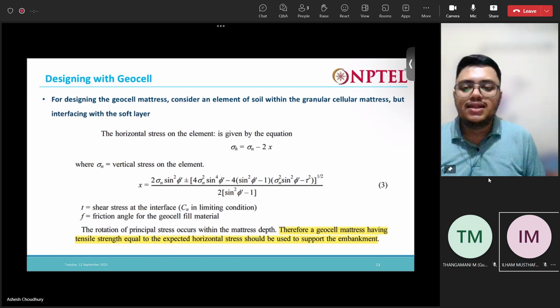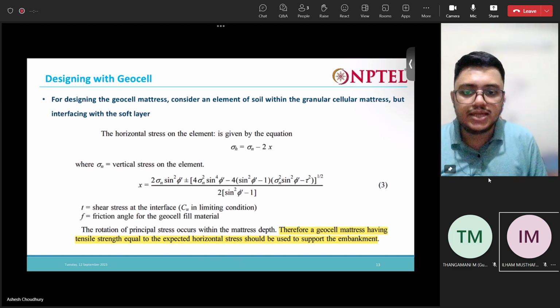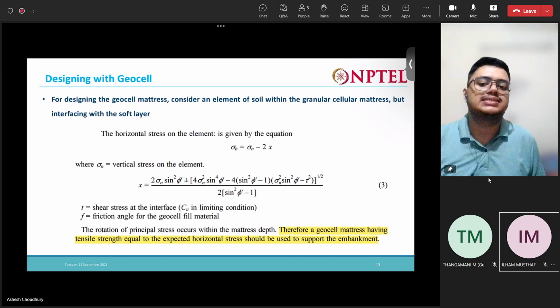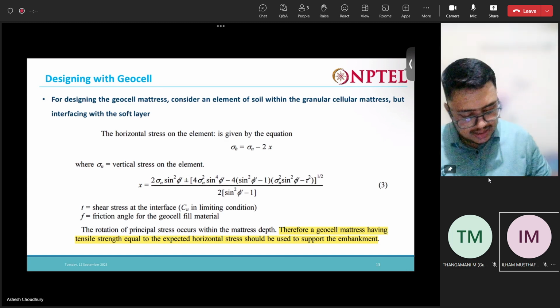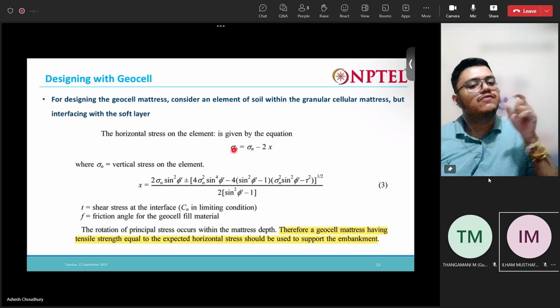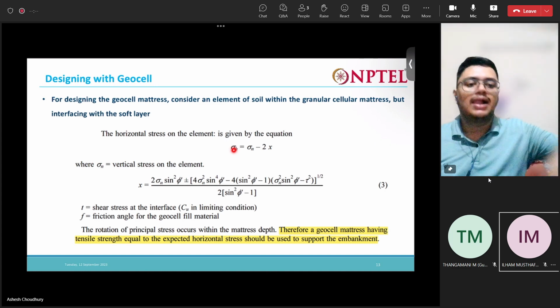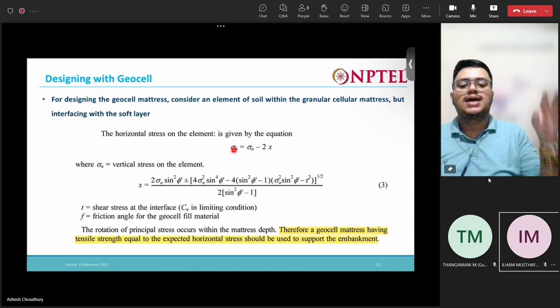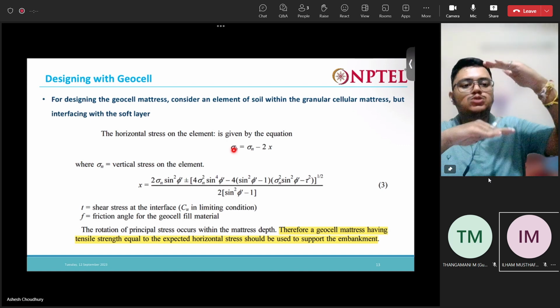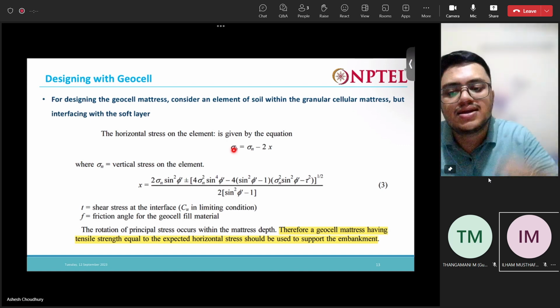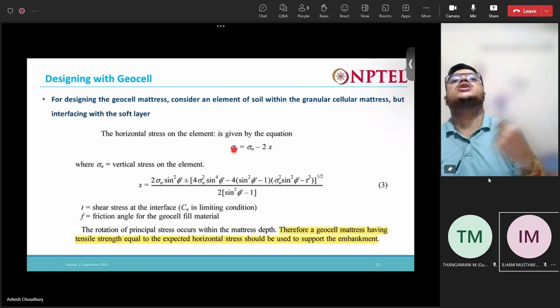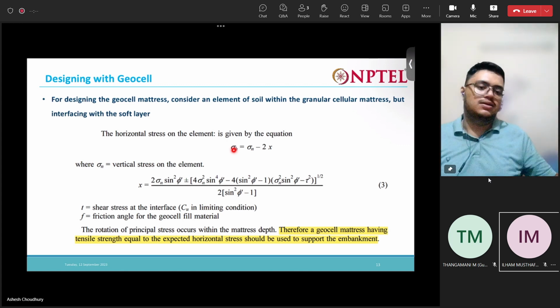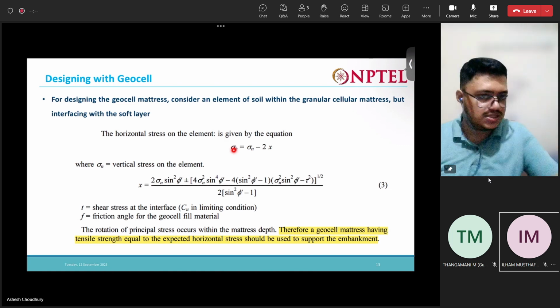Say you get this horizontal stress sigma h. This horizontal stress ultimately comes out as 50 kilonewton per meter square. That means you have to use a geocell mattress of 1 meter height, 1 meter thick, having a tensile strength greater than or equal to 50 kilonewton per meter.